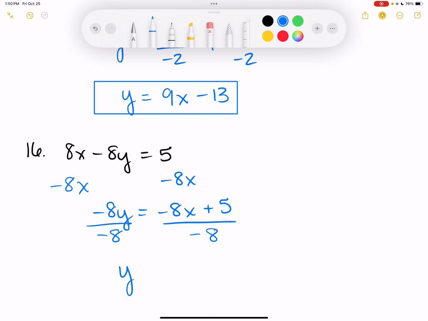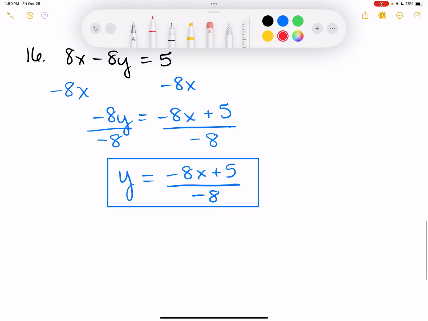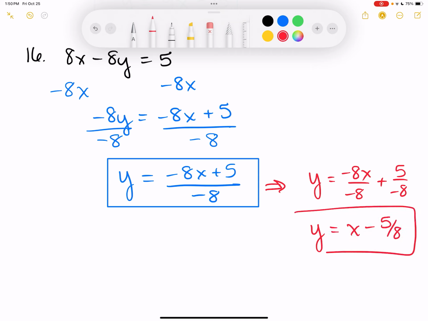So this one you could leave as negative 8x plus 5 over negative 8. You could leave it like that if you want because both things wouldn't reduce. Or we can write it the other way. Y equals negative 8x over negative 8 plus 5 over negative 8, which is ultimately going to give me y equals x minus 5 over 8. Okay, so either way is fine. The book's going to write it this way. When we start graphing in the next chapter, you will have to write it this way.